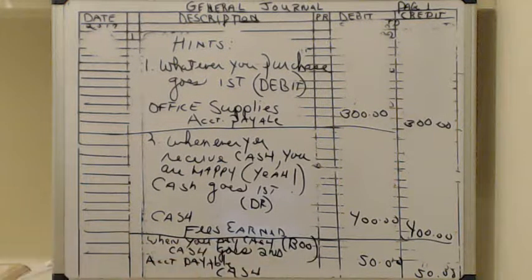So no matter what you're paying, if it said paid rent, cash would be the second, credit, rent expense would be the debit. So these three helpful hints will get you through almost 90% of your transactions. So I just wanted to show you that quickly, and I'm sorry it's a little messy, but I hope you understand it.